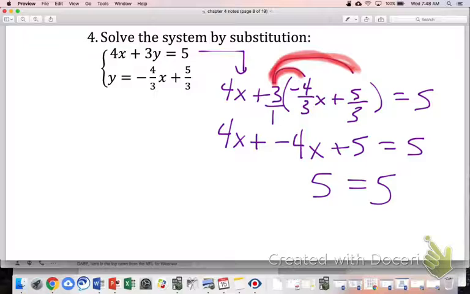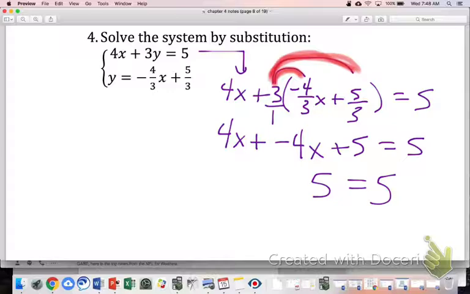No solution. Why do you say no solution, Alec? Because 4x minus 4x is 0, and then 5 minus 5 is 0. So that means no solution? Oh, yeah, then it would be infinitely many. Why? Because 0 equals 0. Yeah, and 5 equals 5.